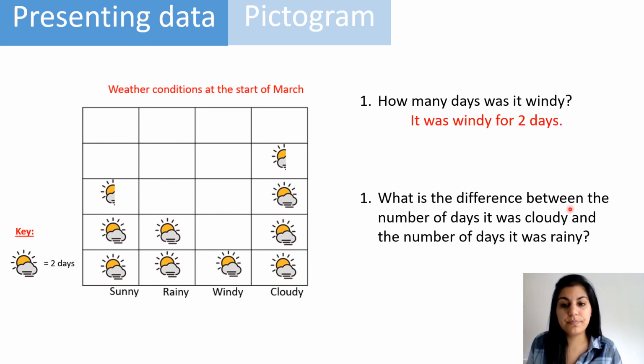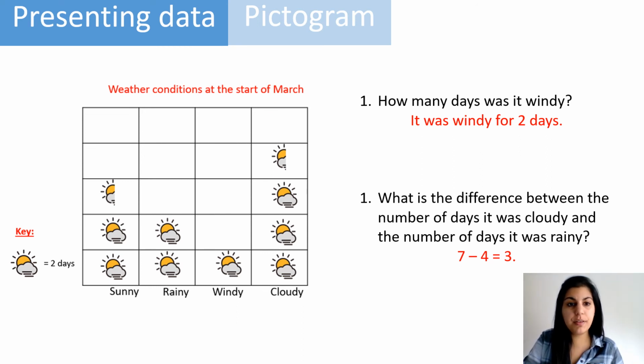My next question, what is the difference between the number of days it was cloudy and the number of days it was rainy? So let's look at my question. What is the difference? When I see the word difference, I know I need to subtract. So I'm comparing cloudy with rainy. There were how many cloudy days? 2, 4, 6, 7. Take away 2, 4. 7 take away 4 is 3. So there's a difference of 3 days between cloudy and rainy days.